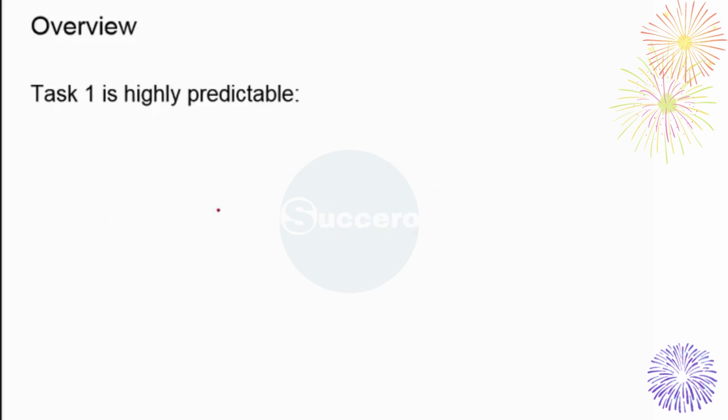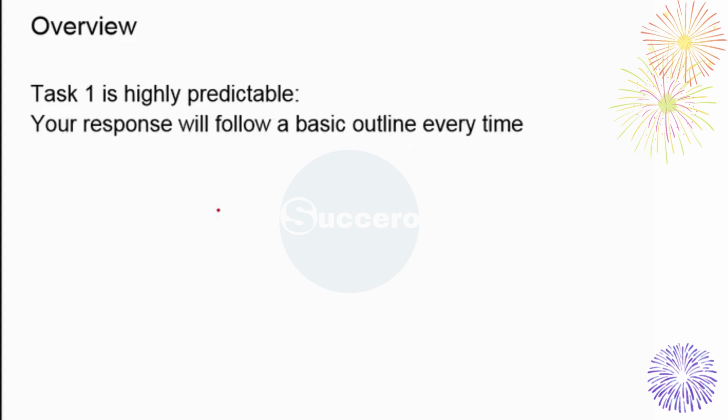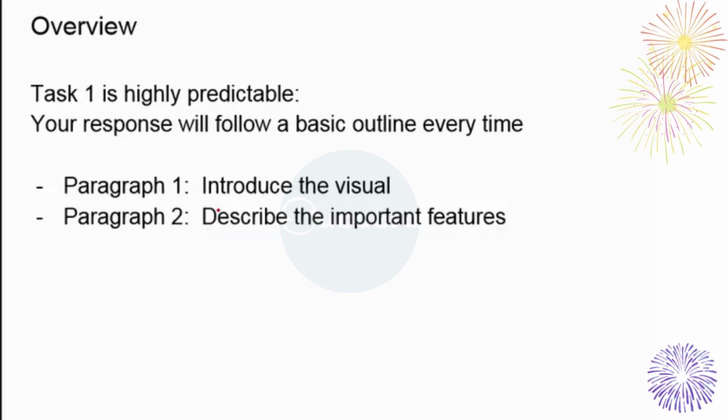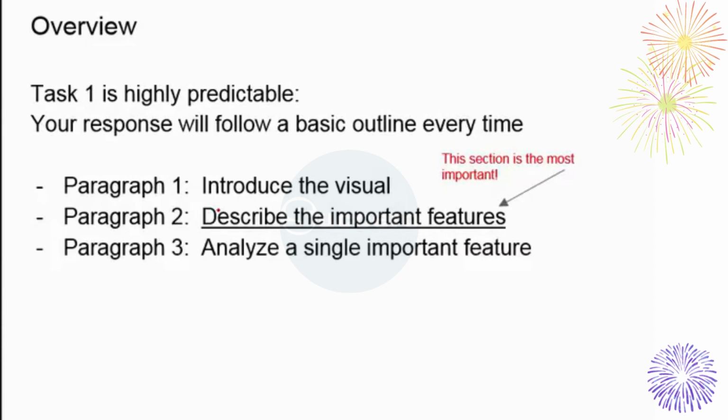Okay, so task 1 is very, very predictable. You should use the same strategy and structure every time you write a task 1 response, because it will have the same outline no matter what visual you're looking at. Paragraph 1 of your report will simply introduce the visual every single time. Paragraph 2 will describe the most important features of the visual. This section is really the most important part of your task 1 response.